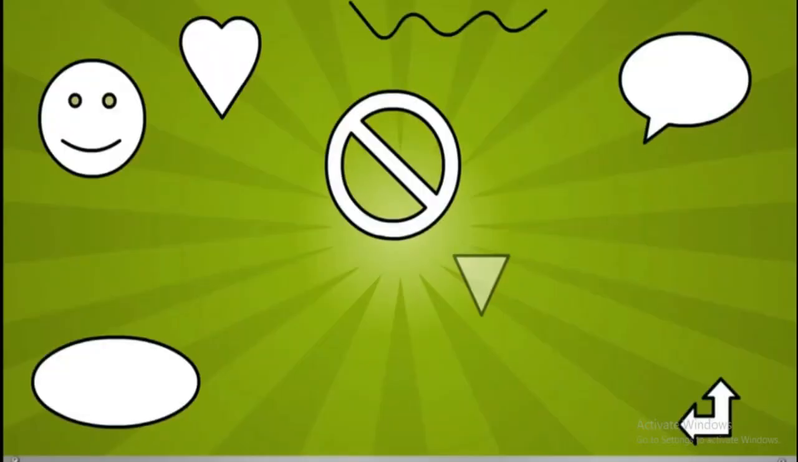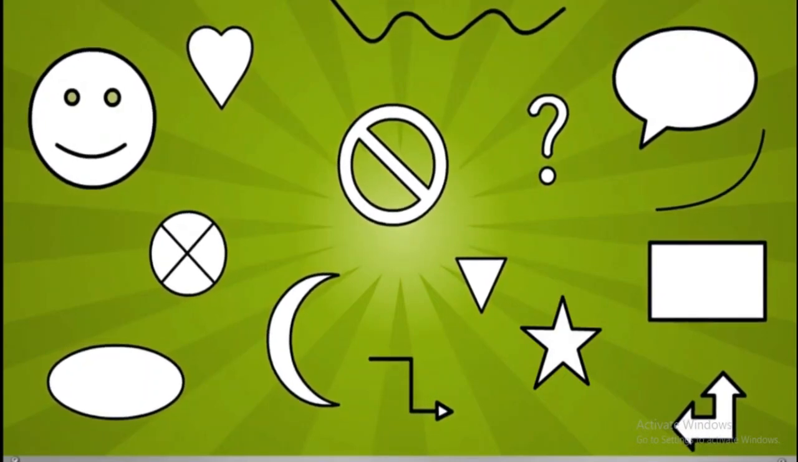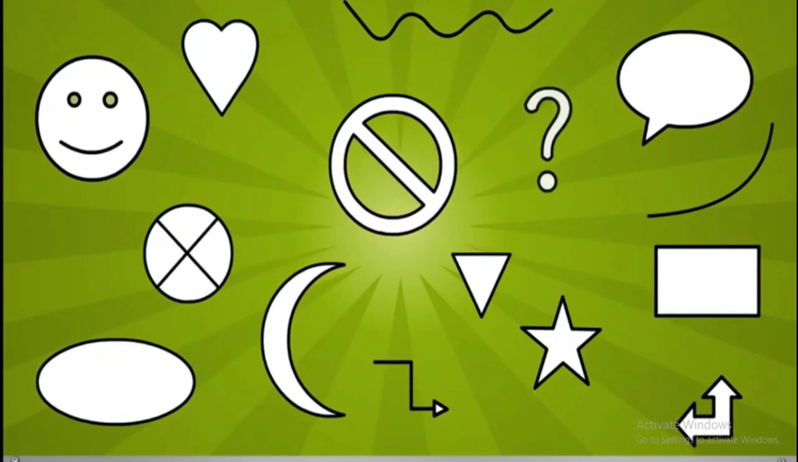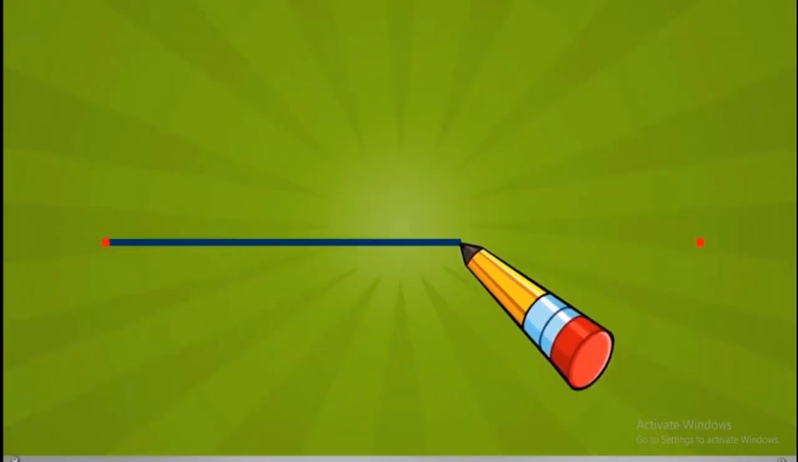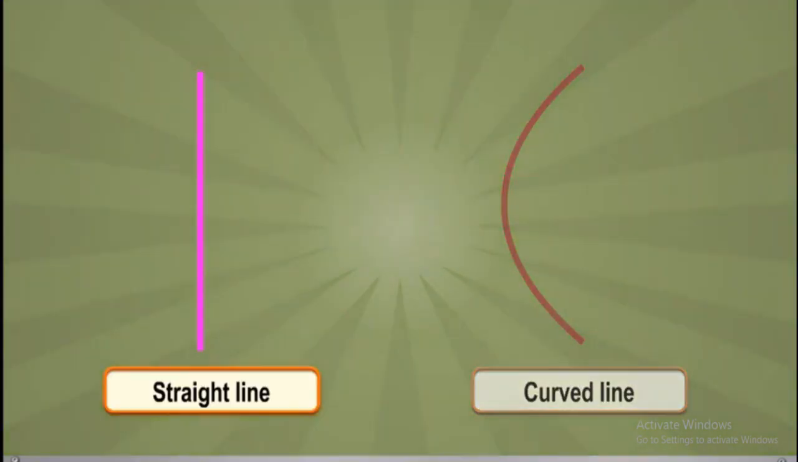Shapes are made of lines. We can find the outlines of a shape only if we draw a line around it. A line is formed when two dots are joined. These dots should be away from each other. A line can look straight or curved.